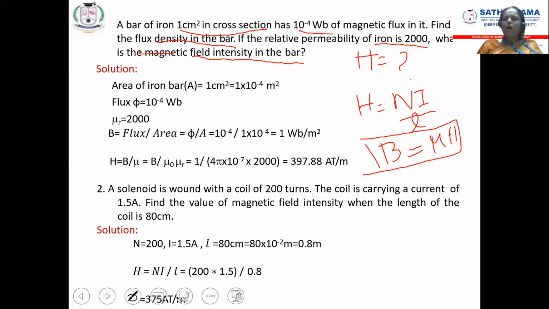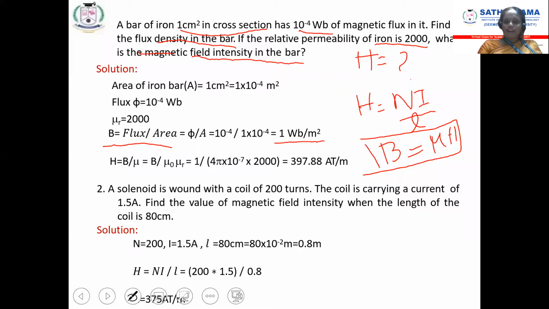And we all know how to find out B. They didn't give B. So how to find out B now? Find flux density, they also asked. So obviously you have to find out flux density. So B equal to flux by area. We all know flux by area. Flux 10 power minus 4, and you all know centimeter square you have to convert into meter square only. Because Weber per meter square is the unit of flux density, so convert into meter square. So 1 centimeter square is now 1 into 10 power minus 4 meter square. So you divide. So what is my flux density now? 1 Weber per meter square or 1 Tesla. This is my B value.